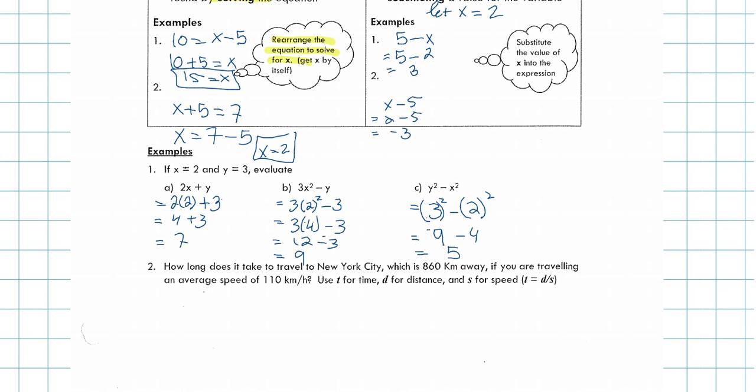Okay, how long does it take to travel to New York City, which is 860 kilometers away? If you are traveling an average speed of 110 kilometers per hour, use T for time and D for distance and S for speed, and then your formula is T equals D over S.